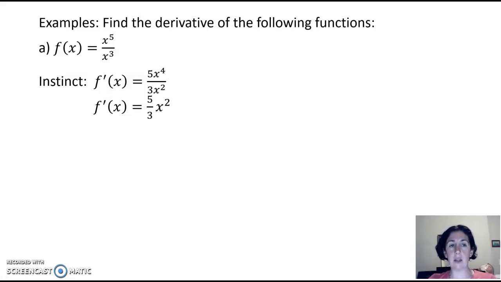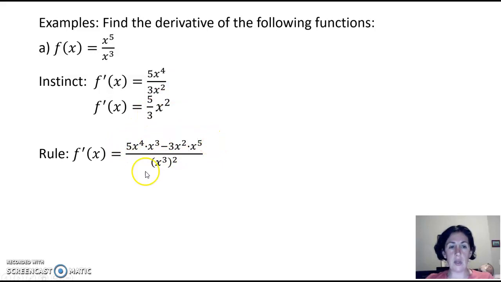Now if we actually apply the rule and take the derivative of the top times the bottom, minus the top times the derivative of the bottom, all over the bottom squared, we would get this right here: derivative of the top, 5x to the fourth, times the bottom, x cubed, minus the derivative of the bottom, 3x squared, times the top, x to the fifth, all over the bottom, x cubed squared. Now, let's simplify this. 5x to the fourth times x to the third will be 5x to the seventh. 3x squared times x to the fifth would be 3x to the seventh.